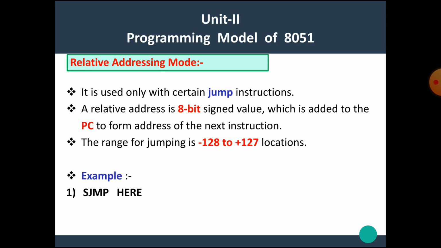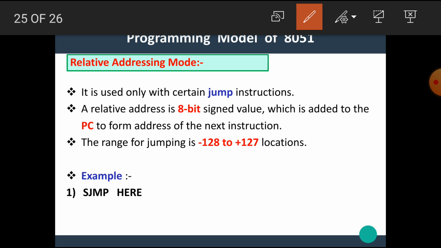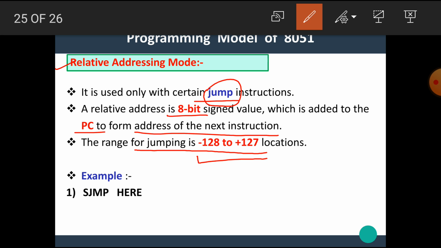Okay. The next addressing mode is relative addressing mode. It is used only with certain jump instructions. A relative address is an 8-bit signed value which is added to the PC to form the address of the next instruction. The range for the jumping is -128 to 127 locations. That means the relative addressing mode is used in the jump instruction and the range of the jump is -128 to 127 locations. The example of the relative addressing mode is SJMP, that means short jump.